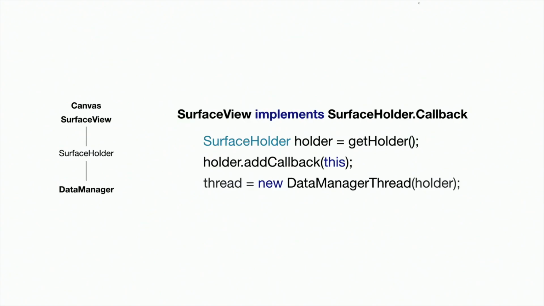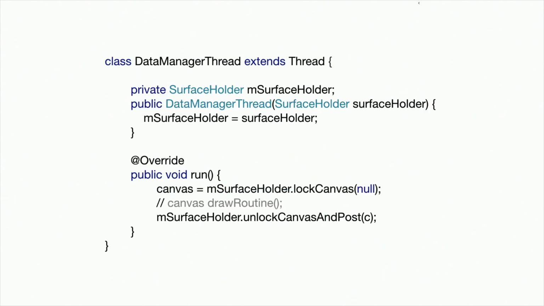The simplest way is to have a surface view which has callbacks to your surface holder. You get the surface holder in your surface view and pass it on to your data thread, whatever data processing thread you have. Then in the run function of your thread, you can lock the canvas, do all of your drawing routines on the canvas, and then unlock it for the other threads.